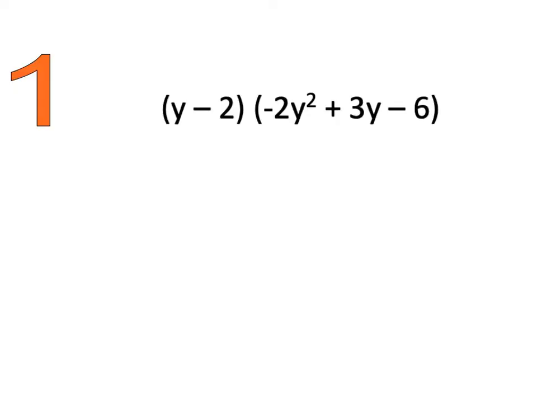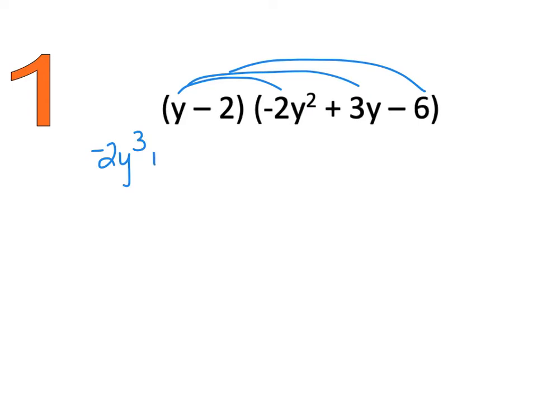On the screen, you'll see a binomial times a trinomial. So I'm going to show you two ways to do this. Both methods really are just distributing. So I'm going to make a total of 6 multiplications. I'm going to begin by distributing the y to the trinomial, which is going to cause each variable to increase by 1. So I will get negative 2y to the third plus 3y squared minus 6y.